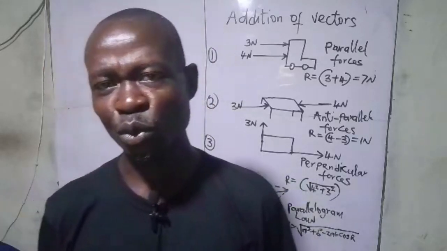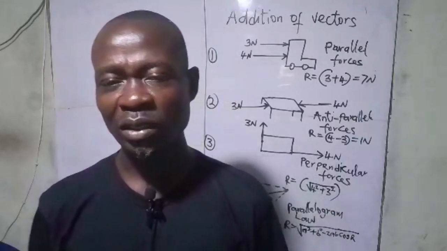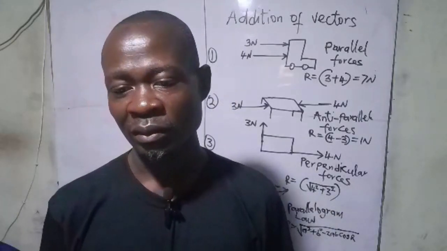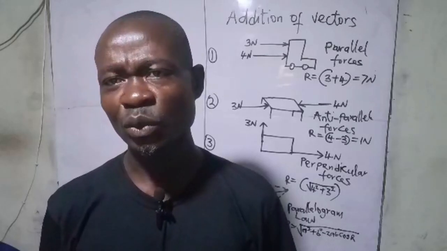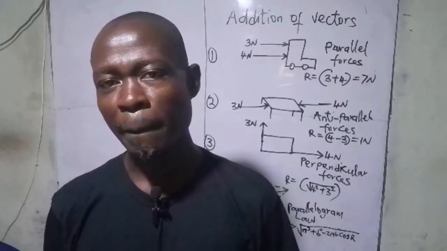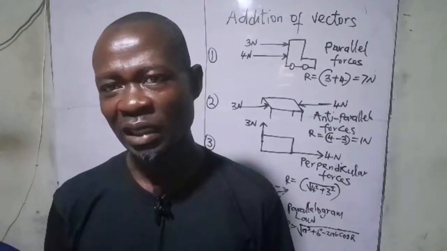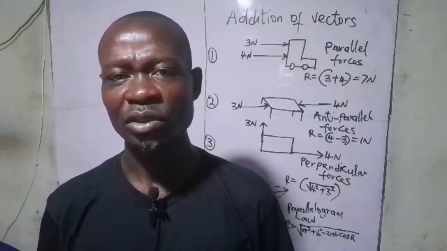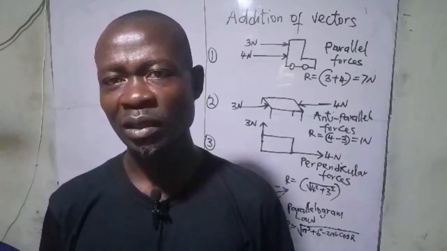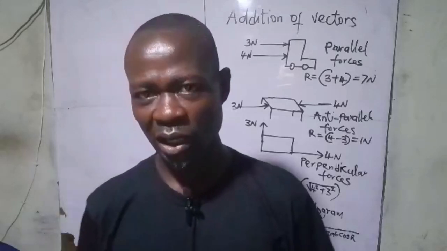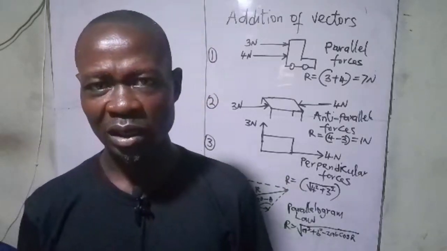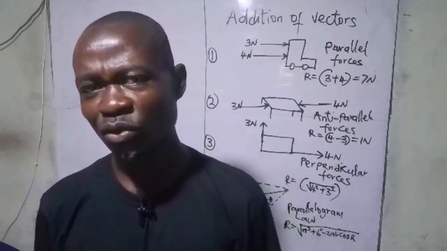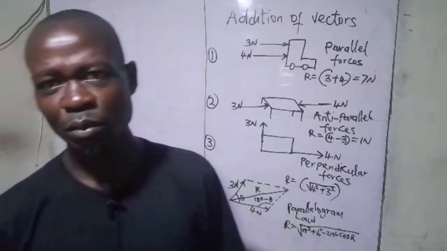But first of all, what do we mean by vectors? Vectors are quantities that we can fully define when we state the magnitude of that vector and then the direction. So for us to represent a vector, we normally use a straight line with an arrowhead. So in this topic, we are going to look at how we can compound two vectors or add two vectors that are acting on a body.